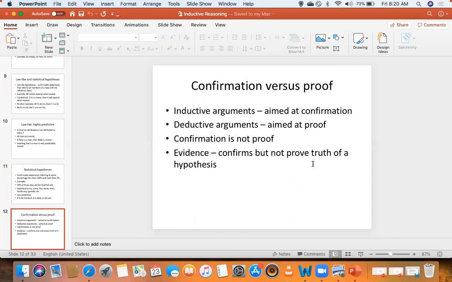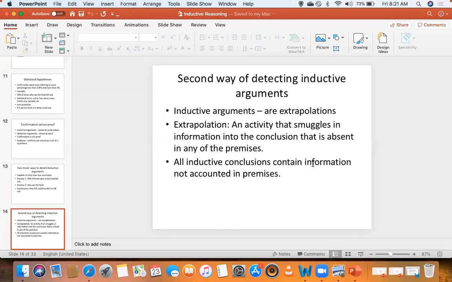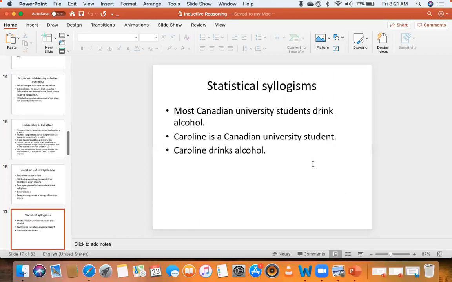We saw that inductive arguments are not as strong as deductive arguments. And we said confirmation is not proof. And so we took a trip to see how inductive arguments play out when they either have law-like hypothesis as conclusion or when they have statistical hypothesis as conclusions.